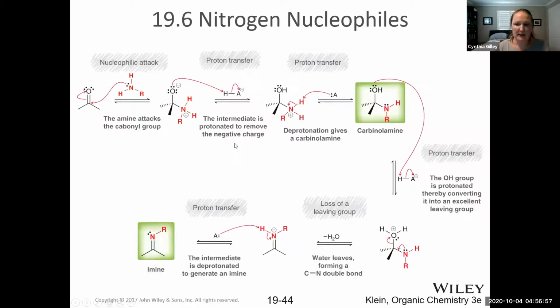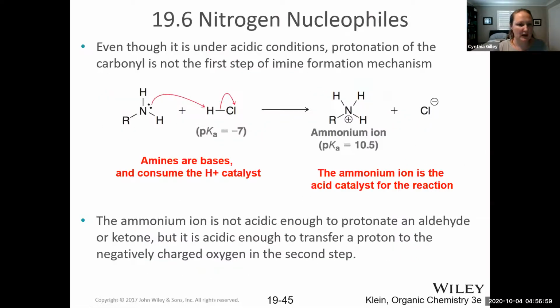Okay, let's talk more about that first step because it is very weird, right? How can we explain what's going on, and why is this mechanism different with an amine nucleophile compared to an alcohol-based nucleophile? Well, remember that amines are more basic than alcohols. When we think about extractions, amines are our most basic functional group.